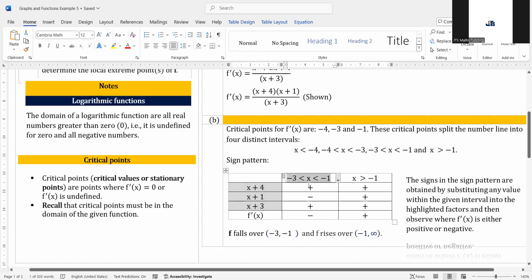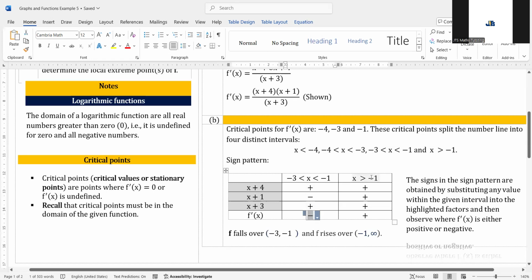Negative 2 plus 4 gives me a 2, which is positive. Negative 2 plus 1 gives me a negative 1, which is negative here. Negative 2 plus 3 gives me a positive. Okay, beautiful. But we know that multiplying a positive number with a negative number gives us a negative number, and a negative number divided by a positive number gives us what? So this is going to be the final one.